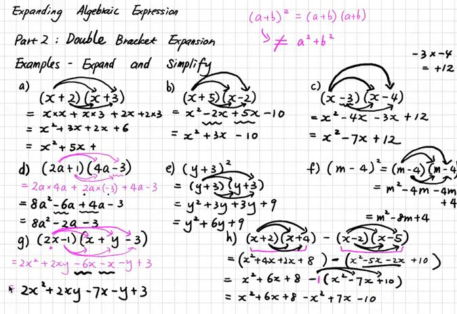Now after this, we can actually collect the like terms. You can see you have x squared minus x squared, that's 0, and you have 6x plus 7x, which is 13x, and you have 8 minus 10, and that will give us -2. So therefore, at the end, the answer is 13x take away 2.